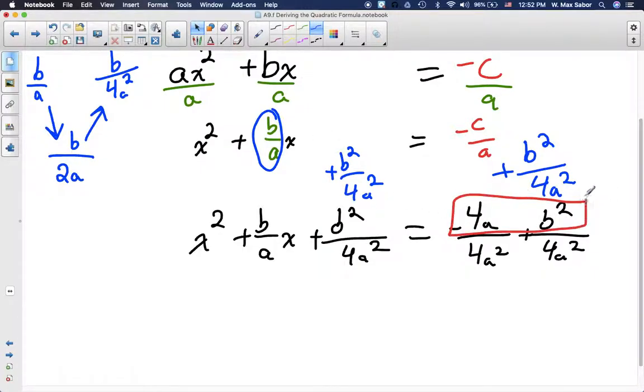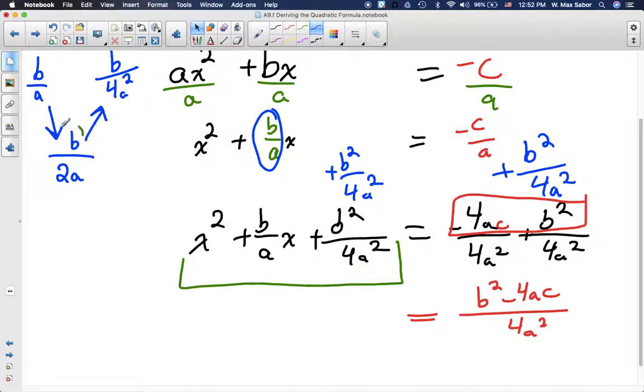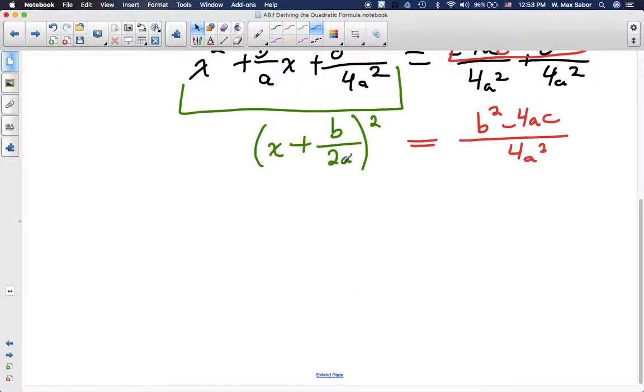The denominators are the same, so we can rewrite them. It makes more sense to put b squared minus 4ac, because of that c, over 4a squared. And this is all a perfect square trinomial based off of that b over 2a. So this is x plus b over 2a squared. Now, the opposite of squaring is square root.